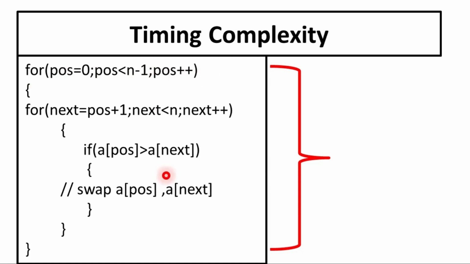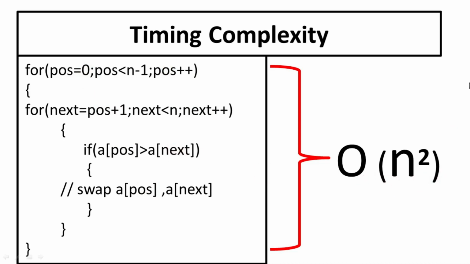For each position, let me count the total number of times the next position is changing. The next will start from position + 1 and go up to n. When position is 0, next is also traveling n number of times. It is iterating n number of times. So the total timing complexity is order of n square. N into n. For each value of position, you are iterating n times. So if position is running n number of times, the total timing complexity is n into n, which is n square.